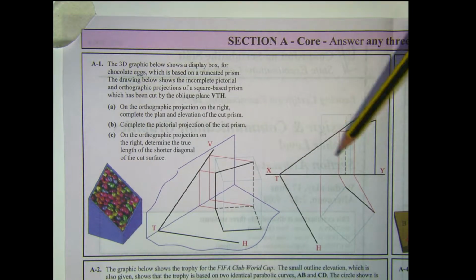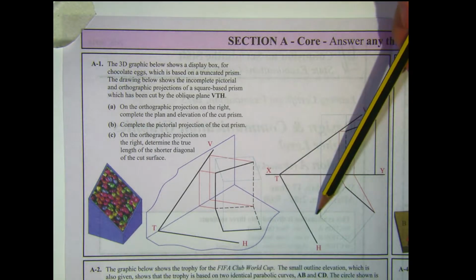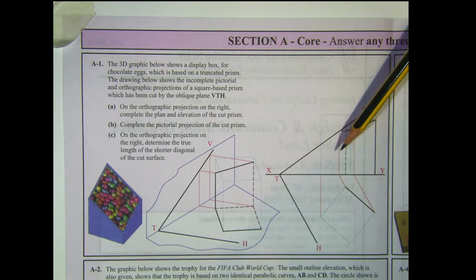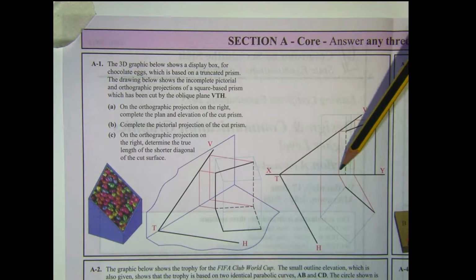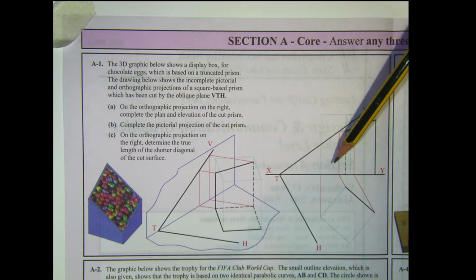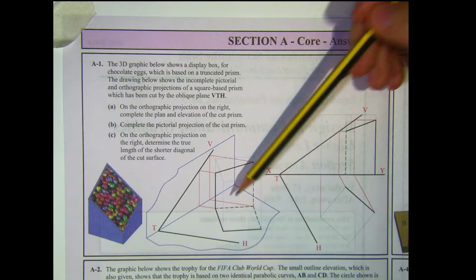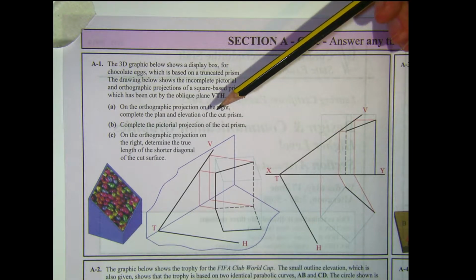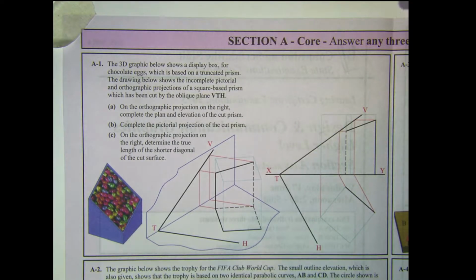The orthographic view is over here, which has been cut by the oblique plane VTH. On the orthographic projection on the right, complete the plan and elevation of the cut prism. Complete the pictorial drawing projection of the cut prism. And on the orthographic projection on the right, determine the true length of the shorter diagonal of the cut surface.